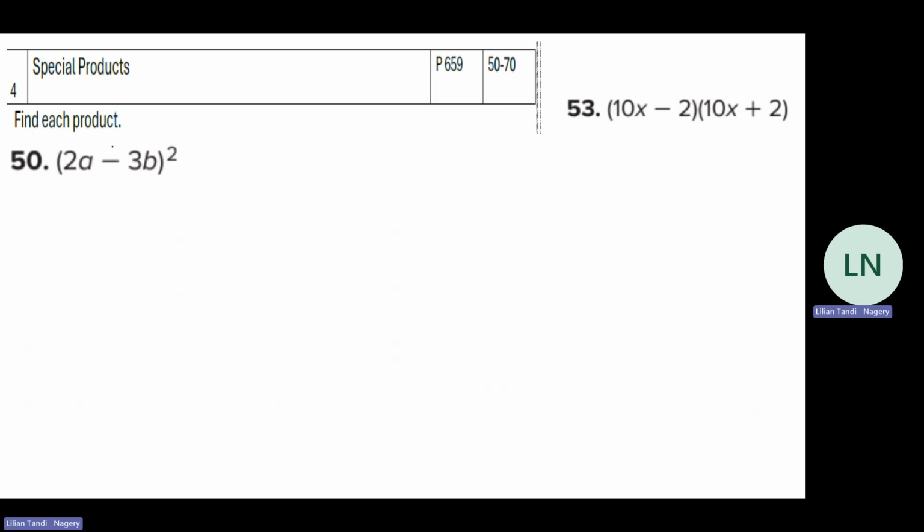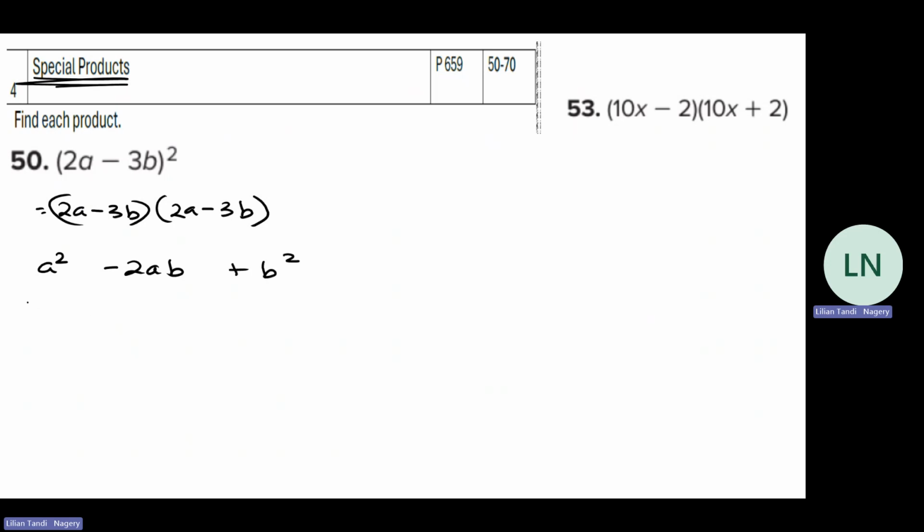Find the product of this. So this means 2a minus 3b squared means repeat the bracket 2 times. You can use the special product, you can use distributive property, you can use FOIL. It is up to you. The question did not say what method to do, but I see special products. So use the formula: a squared minus 2ab, minus because in the bracket is minus, plus b squared.